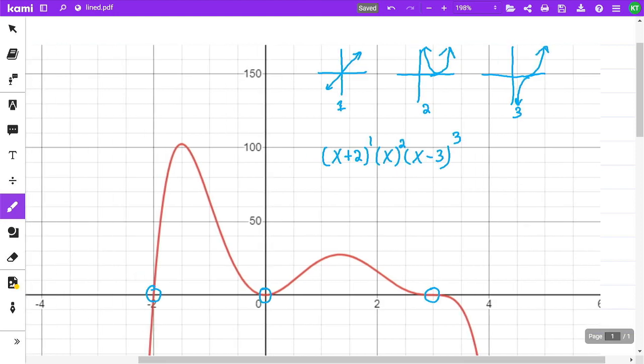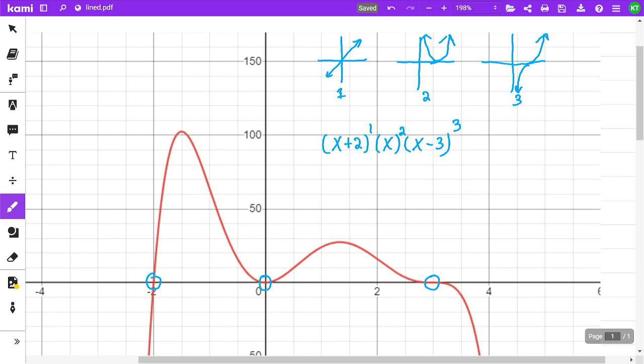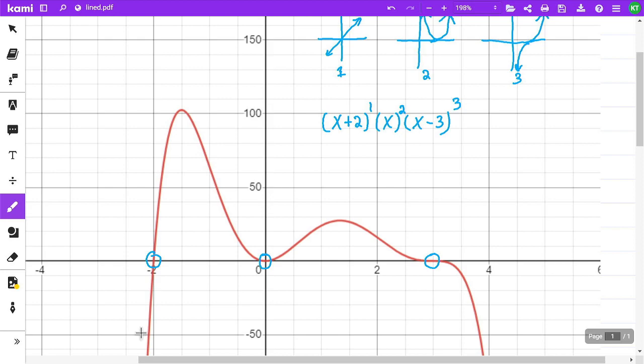But then another thing we want to keep in mind is the direction of our function. So we see both ends are going downwards. And that means our end behavior is going to be negative. So I have to remember to put a negative sign as my leading coefficient there.